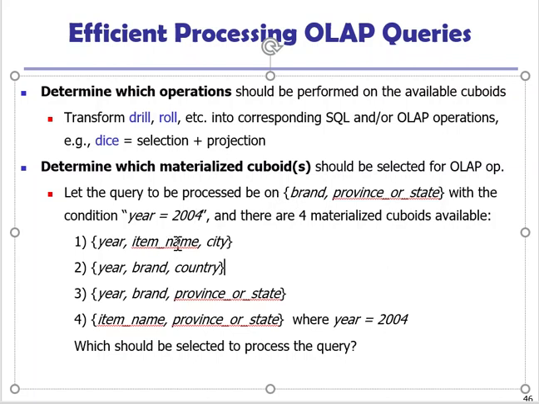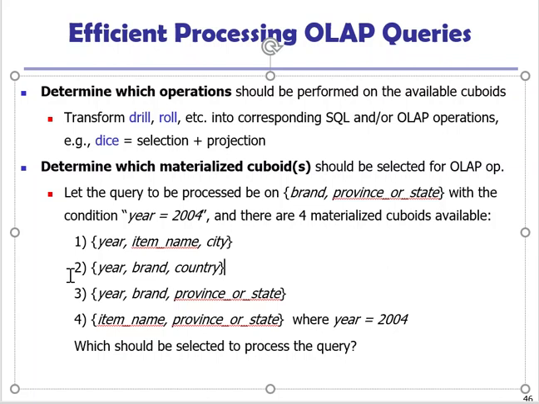And item name is at a finer, lower level than brand. So we can generalize from item name to brand name. So this also supplies good enough information. Then lastly, the city dimension. City is also at a lower level than the province or state. Therefore, from all those city information, we can generalize or roll up to province or state. So therefore, the first cuboid is a candidate cuboid that the algorithm may select to answer this query.